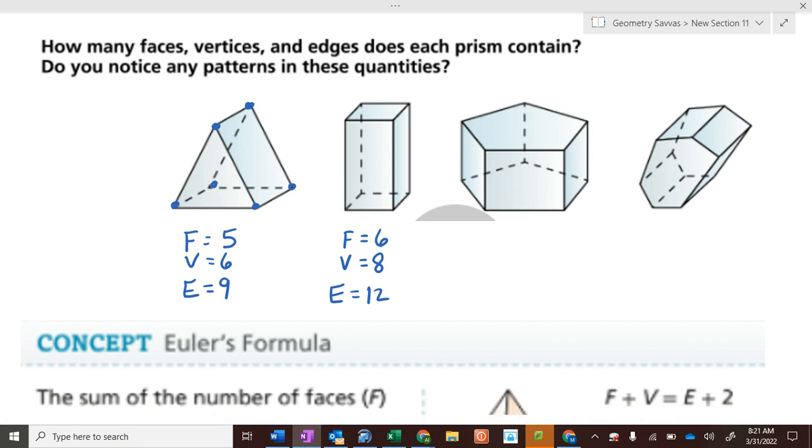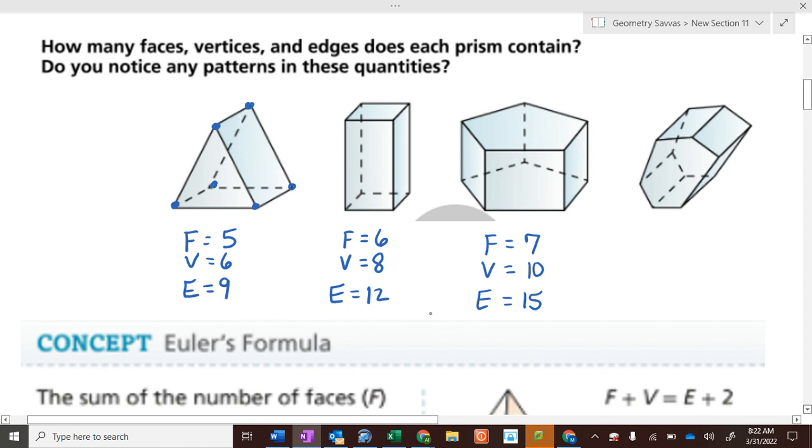Okay, what do you think, if this is a triangular prism and this is a rectangular prism, what would this be called? What's the shape at the top called? Not a hexagon. 1, 2, 3, 4, 5. A pentagon, so it's a pentagonal prism. How many faces does it have? 7. 1 at the top, 1 at the bottom, and 5 around the side. How many vertices? 10. And then how many edges? 5 around the top, 5 around the bottom, and 5 around the sides. 15. See any patterns yet?